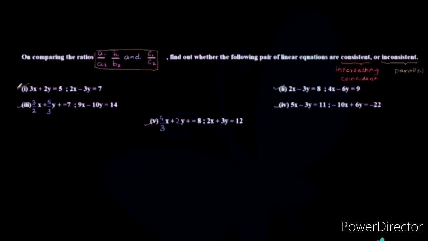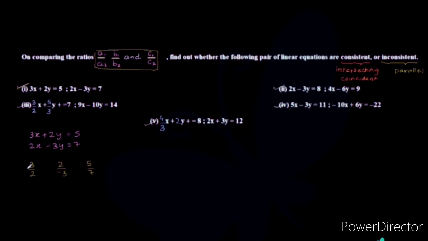Looking into the first one here, we have 3x plus 2y equals 5 and 2x minus 3y equals 7. Let's quickly compare the corresponding ratios. I'll do it in a detailed way for the first pair, and then I hope you can all catch on after this. Now a1 upon a2 is 3 by 2. b1 upon b2 is 2 by negative 3. c1 upon c2 is 5 by 7. First, you need to check whether they are in reduced form, that is, they should not have any common factor other than 1, the highest common factor. Yes, they are all reduced.